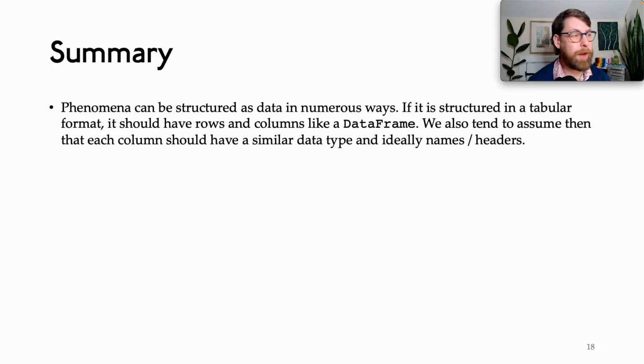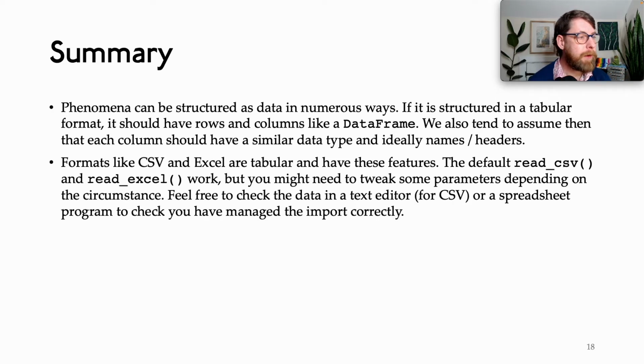So in summary, thinking about file types, phenomena can be structured as data in a whole number of different ways. If it's structured in tabular format, it should have rows and columns, which is like a data frame, so it's pretty easy to just add that in and see what it looks like. We tend to assume then that each column also has a similar data type, and it should have names and headers. So when we put that in, we're already making assumptions about the structure of that data. CSV and Excel are tabular, and they have these features. The default read CSV and read Excel work, but you might need to tweak some parameters even then to make sure that you've got the data in the shape that you want.